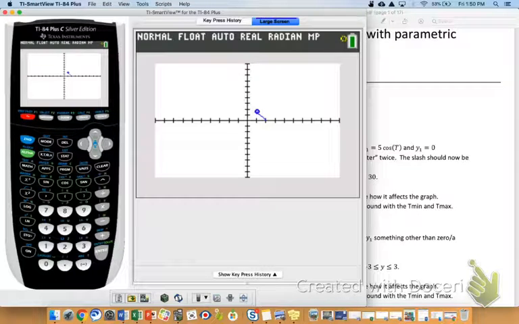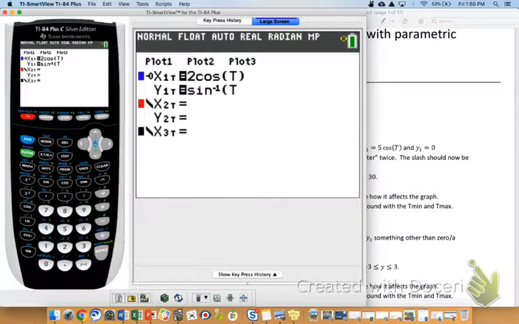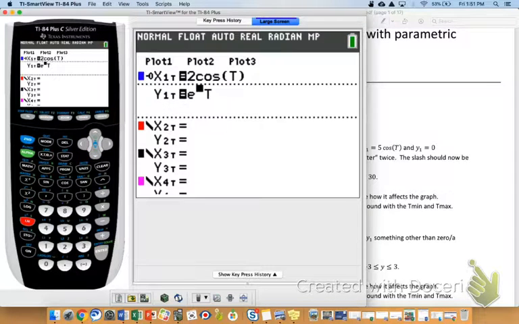Whoa! Oh, come on. Mine is making random scribbles now. So let's do something that doesn't have domain restrictions. Like, how about e to the t? E to the cosine? It gets weird, probably. Weird is okay. E to the sine of t. Okay.